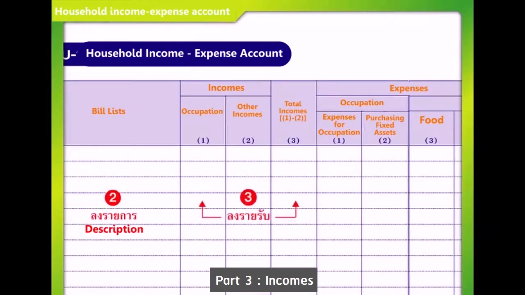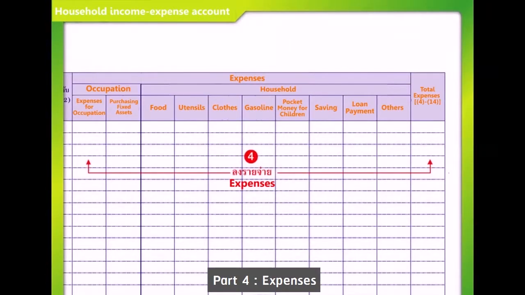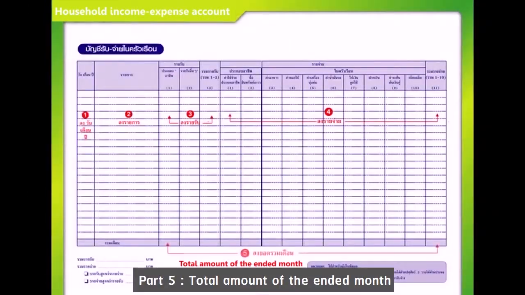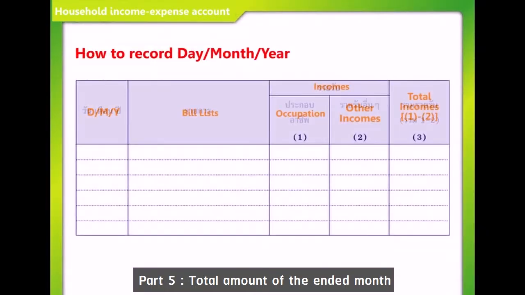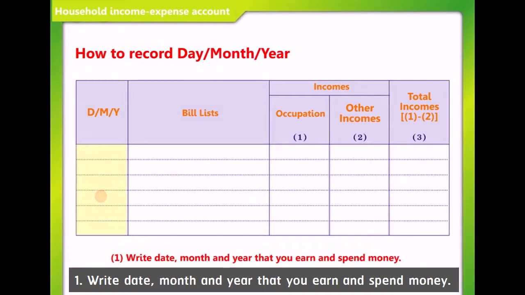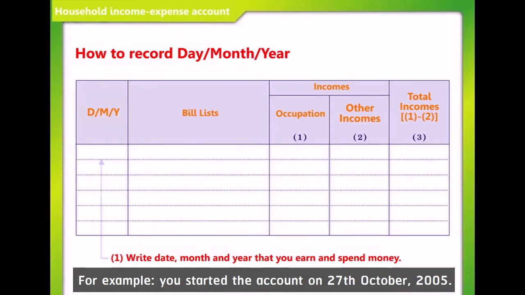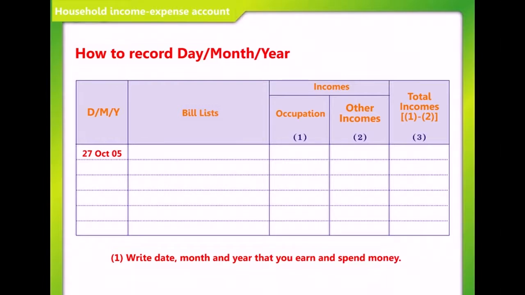Part 3. Incomes. Part 4. Expenses. Part 5. Total amount of the ended month. How to record day, month, year. 1. Write the date, month, and year that you earn and spend money. For example, you started the account on the 27th of October, 2005.